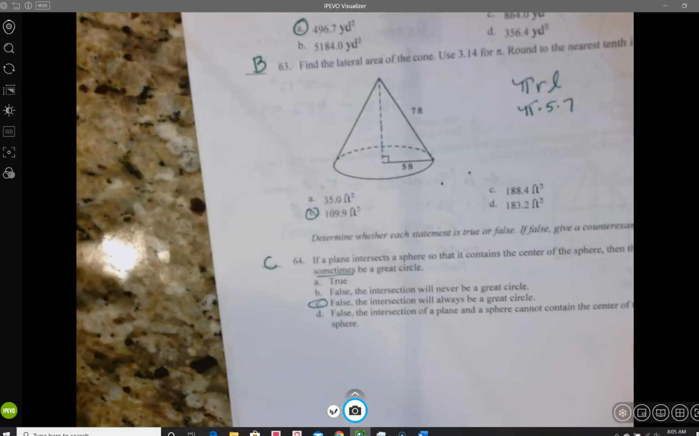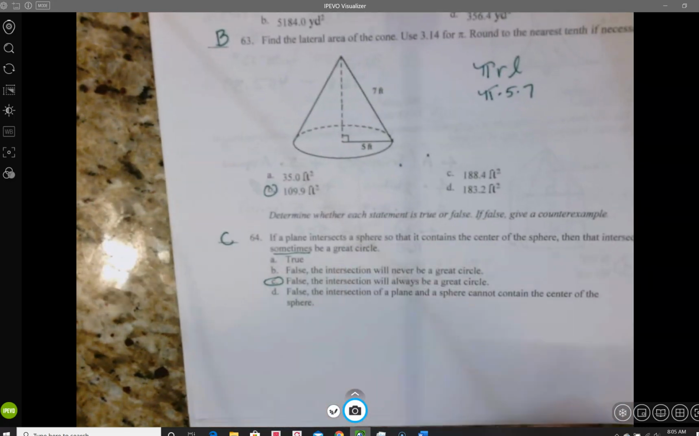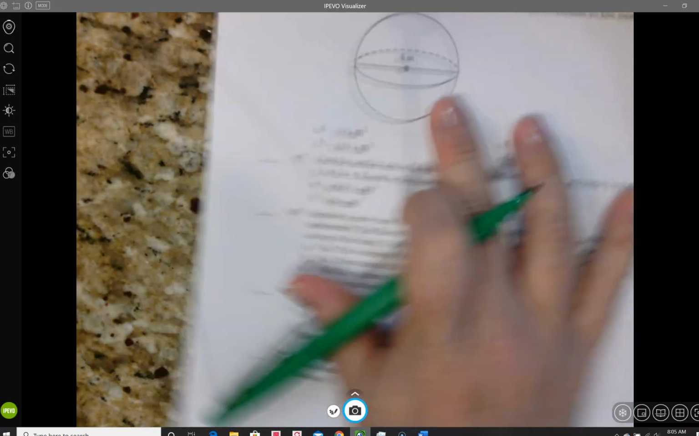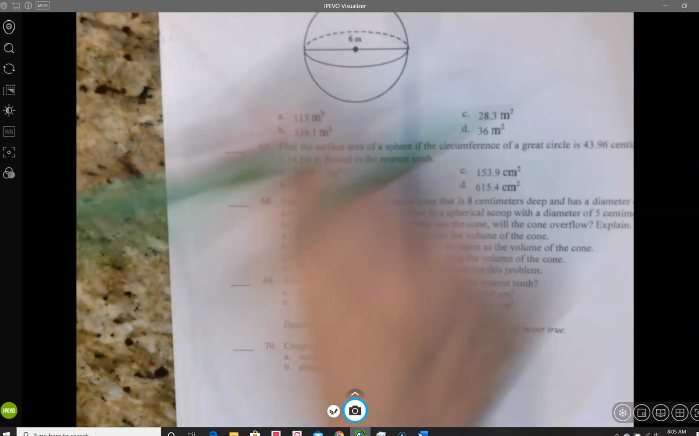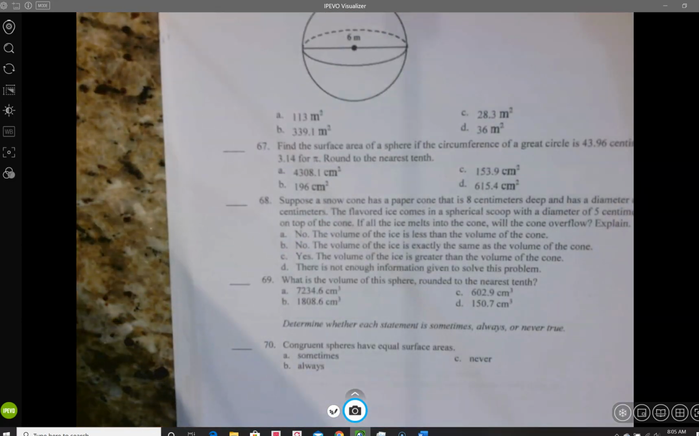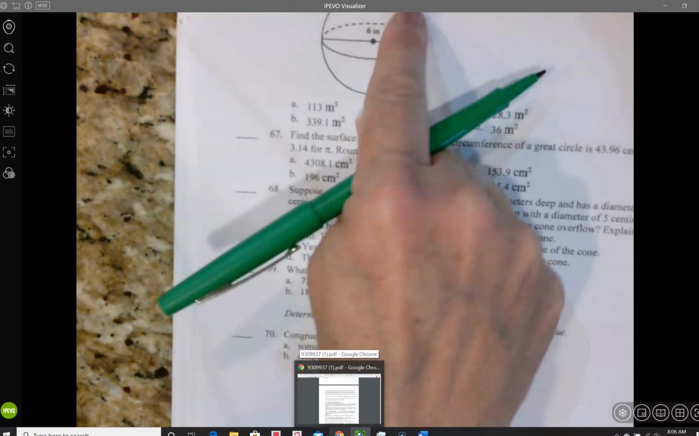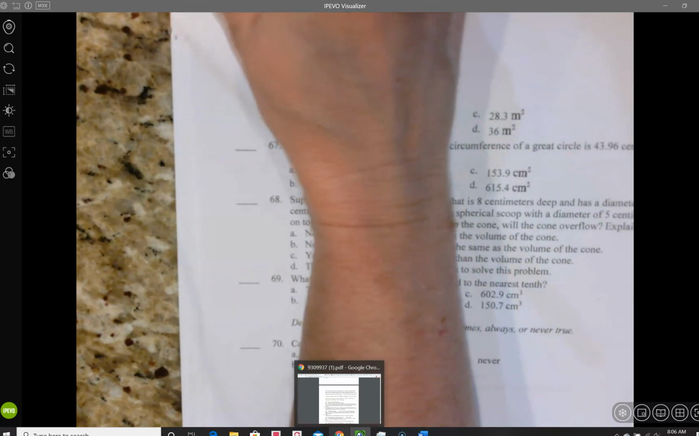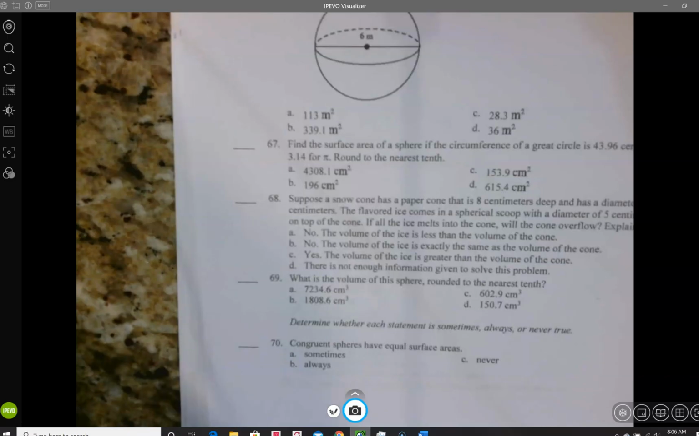So to me, when they ask you these plane intersecting a shape, you just have to be able to visualize the shape and visualize a plane cutting that shape. So all the radii of the same sphere are congruent, and the definition of a radius is that it comes from the center to the outer edge. And yes, that is the definition of a sphere. So I'm going to check my answer just to be on the safe side. Yes, so that is correct.